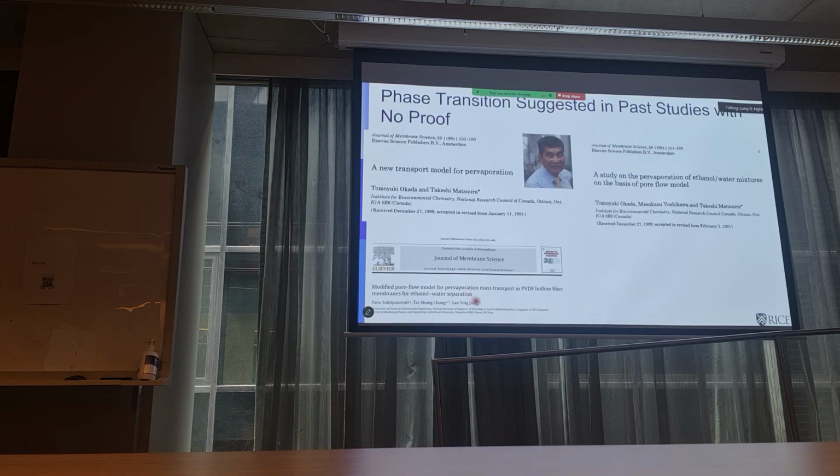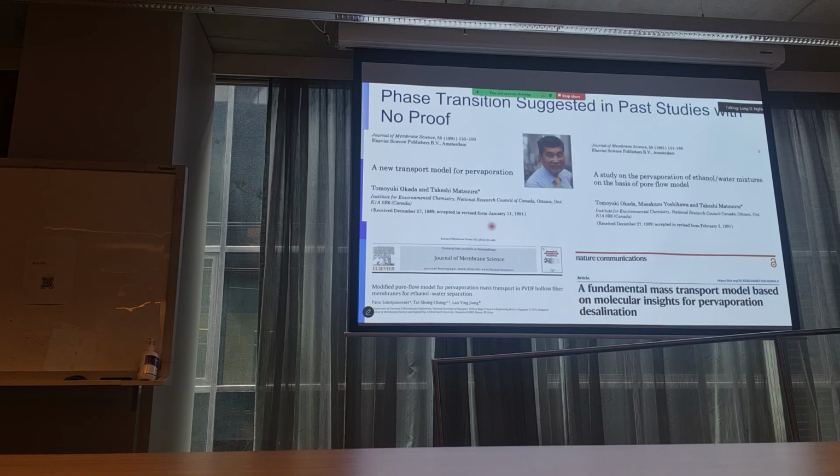Another paper, not recent indeed, from 2010 by Neil Chong. I'm not sure if he was the main author, but he also proposed a modified pore flow model for transport that includes what I found by molecular simulation. And more recently, at about the same time that we published our paper, a paper in Nature Communications on desalination membranes found exactly the same thing: liquid, then vapor, and at a certain point the membrane becomes vapor.